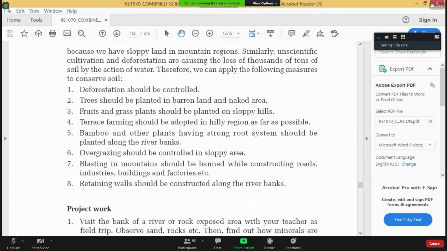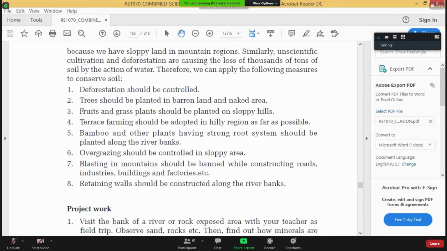Besides this, as I have already told you, overgrazing also should be stopped. Overgrazing basically reduces the green vegetation or the green canopy cover over the soil itself. Because of this, the soil becomes loose and prone to erosion. Similarly, we can also reduce the explosions that we generally tend to do in different places for the construction of roads, buildings, industries and factories.